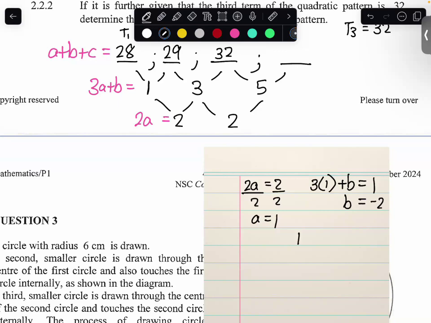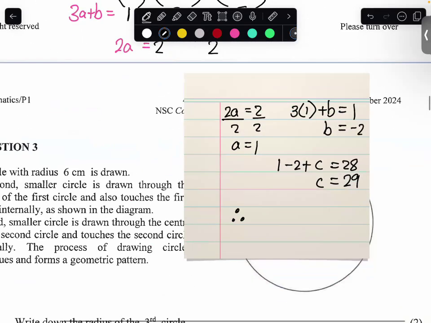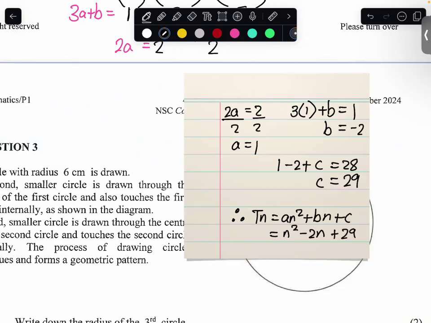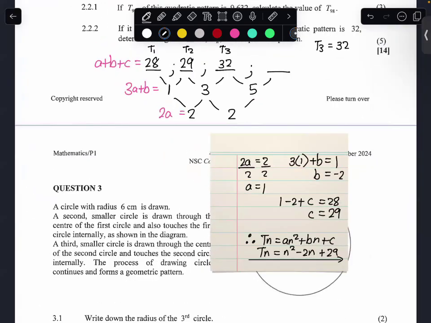And then a plus b plus c must be equal to 28. That gives me a minus 1 there. If I take it over, it's going to be a positive. So c is equal to positive 29. And so therefore, the general term of the sequence is Tn is equal to an squared plus bn plus c. And then a is 1, so n squared, plus bn is minus 2n, plus 29. And that's the general term of the quadratic sequence. All right, I hope that made sense.